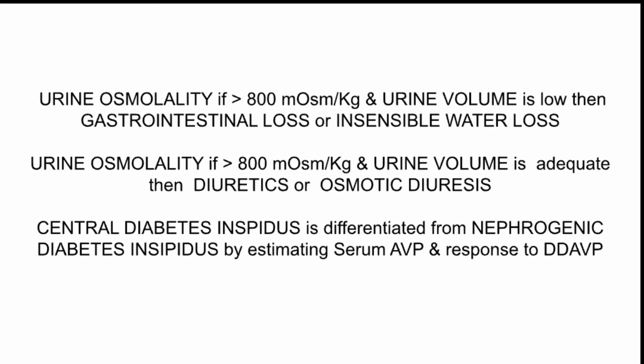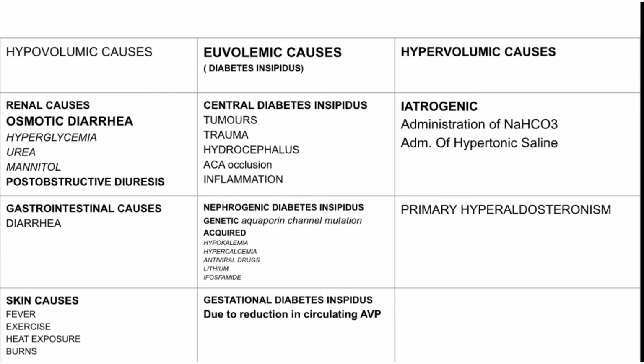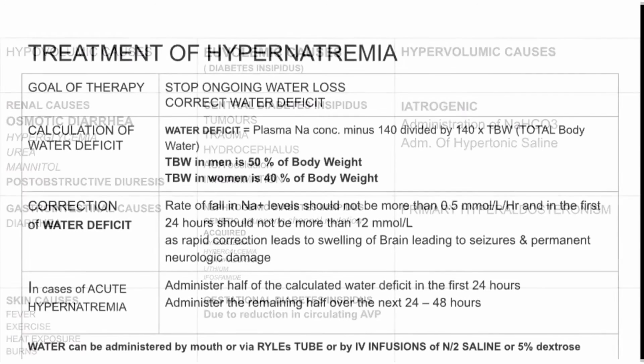Euvolemic hypernatremia is due to diabetes insipidus, which can be divided into central diabetes insipidus and nephrogenic diabetes insipidus, which can be differentiated by estimating the serum arginine vasopressin AVP and the response to desmopressin, that is DDAVP. The gestational diabetes insipidus is due to reduction in the circulating arginine vasopressin. In the third category of hypervolemic hypernatremia, the causes may be iatrogenic due to administration of soda bicarbonate or hypotonic saline. It can also be due to primary hyperaldosteronism.